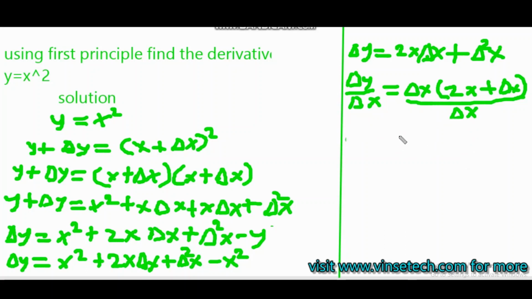So the next thing we have to do, the delta x will cancel each other, so we are now left with change in y over change in x is equal to, when both delta x cancel out, we're now left with what is in the brackets. So we now have 2x plus change in x. So the next thing we have to do, we have to take the limit as delta x tends to 0.